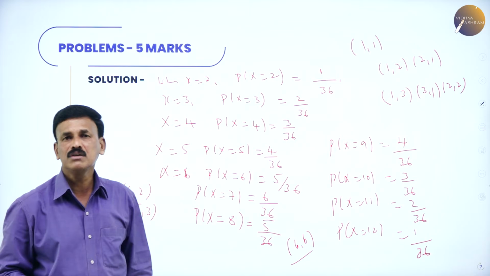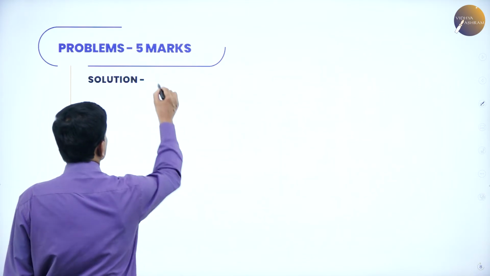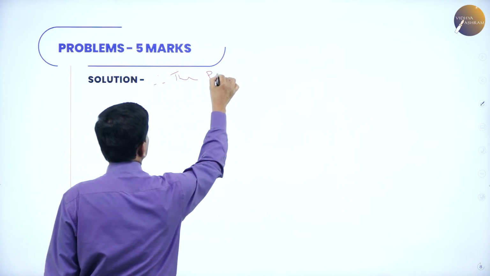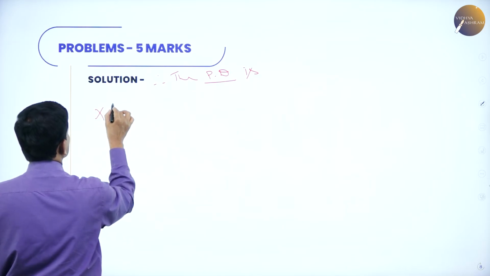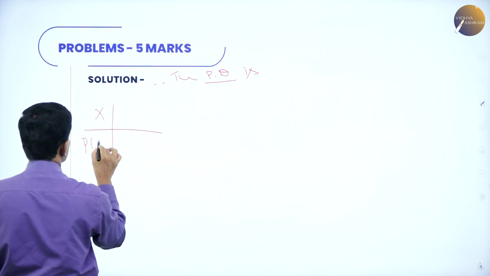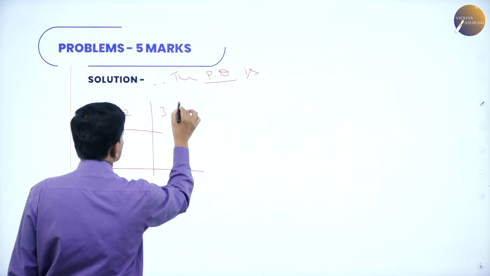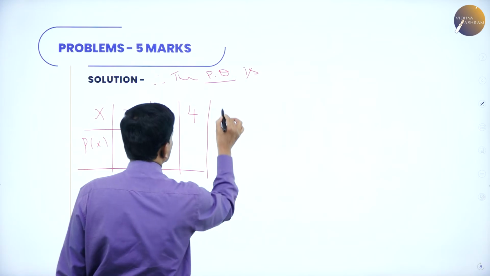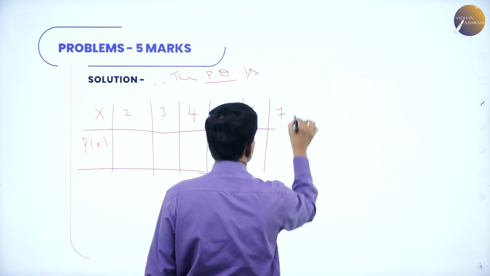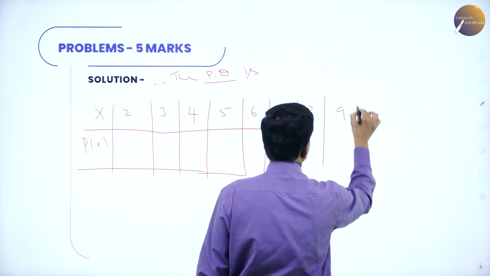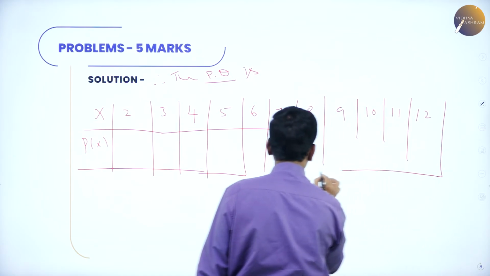Now substitute these values in a table, that is a probability distribution table. Now therefore the probability distribution table is X and probability of X. X takes the values 2, 3, 4, 5, 6, 7, 8, 9, 10, 11 and 12.